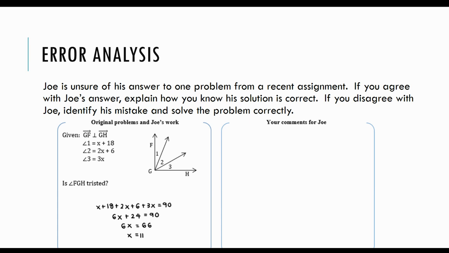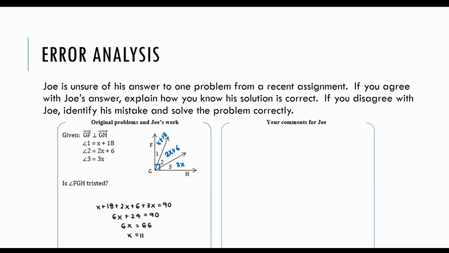So perpendicular, we just talked about it, means that we form right angles. I'm going to start marking that in my picture. So forms right angles. I've got a right angle there. We're told that angle 1 is x plus 18. We're told that angle 2 is 2x plus 6. We're told that angle 3 is 3x.